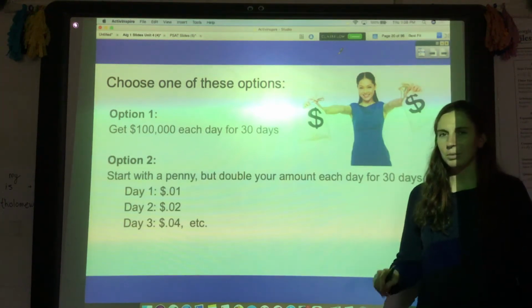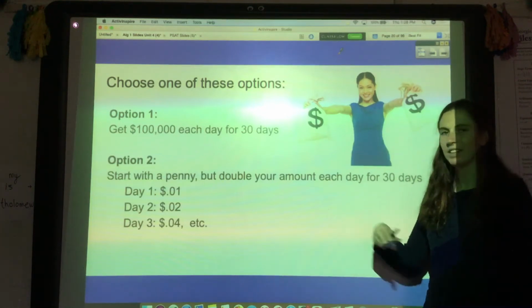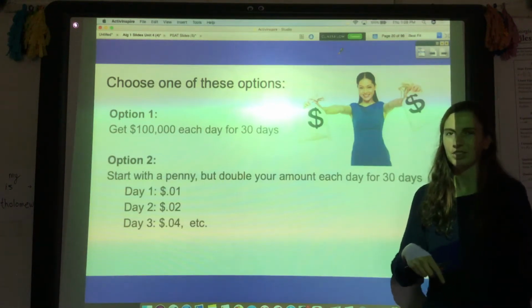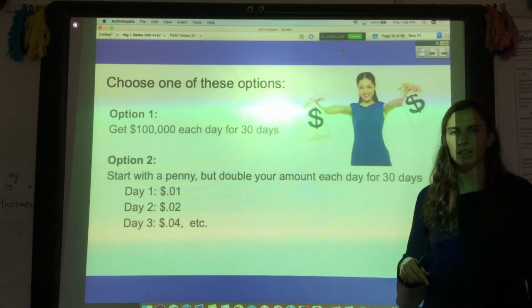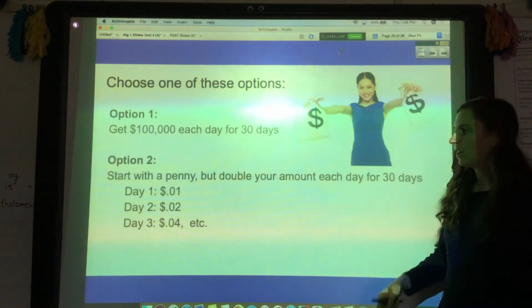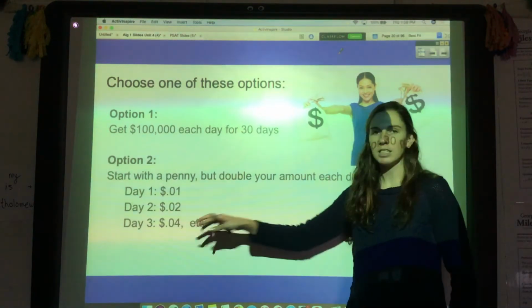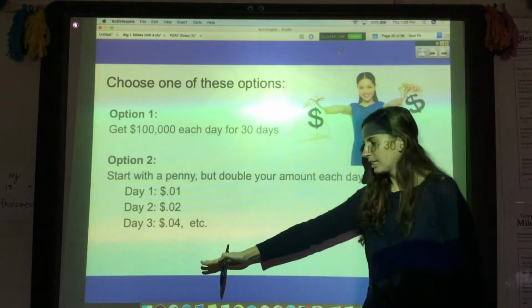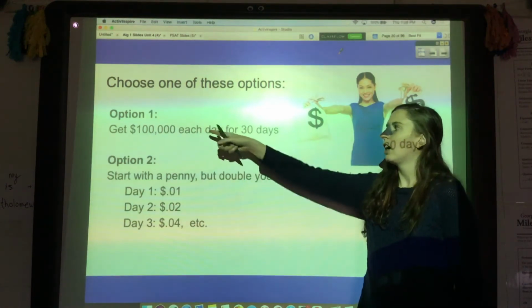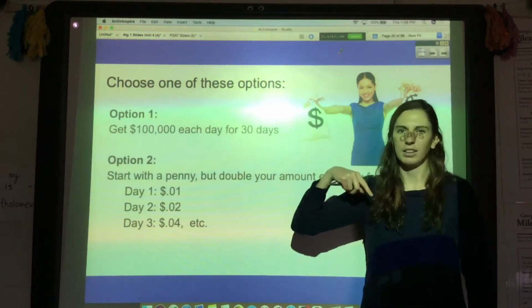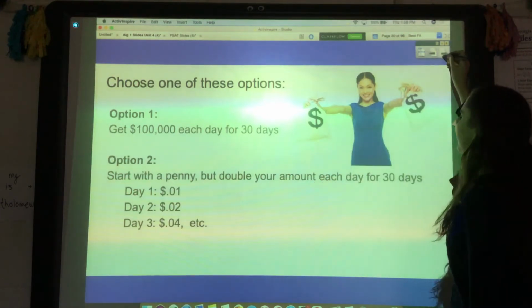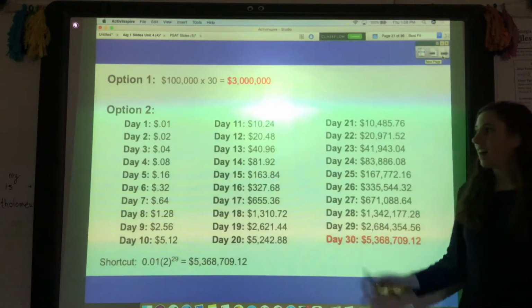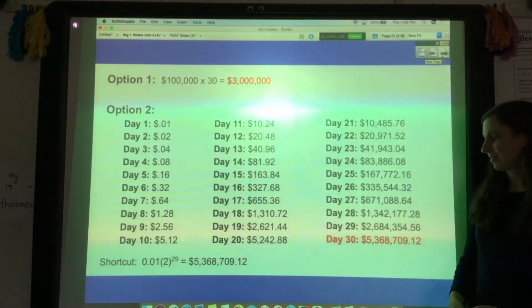So I encourage you to pause the video and try it. See if you can figure out which option is better, which you should take. This is for real, I'm totally gonna give you this much money. So on option 2, it doesn't accumulate, it's just whatever you have on day 30 is what you get. On option 1, we're adding up 100,000 each time. So option 2 is actually the best.